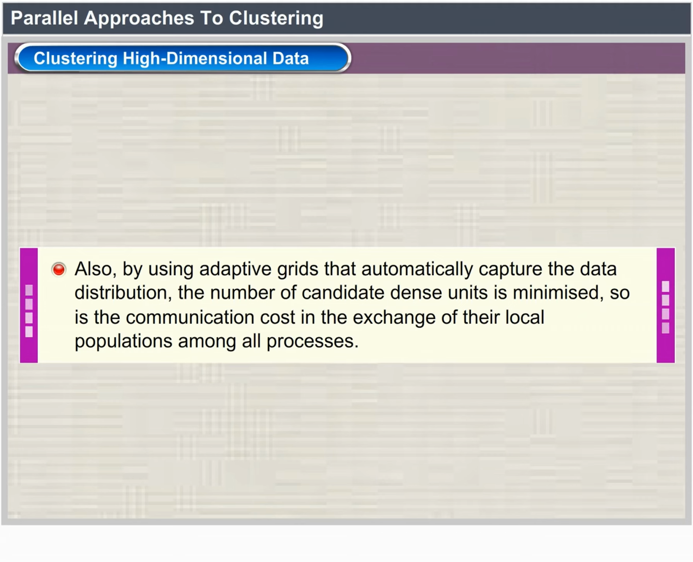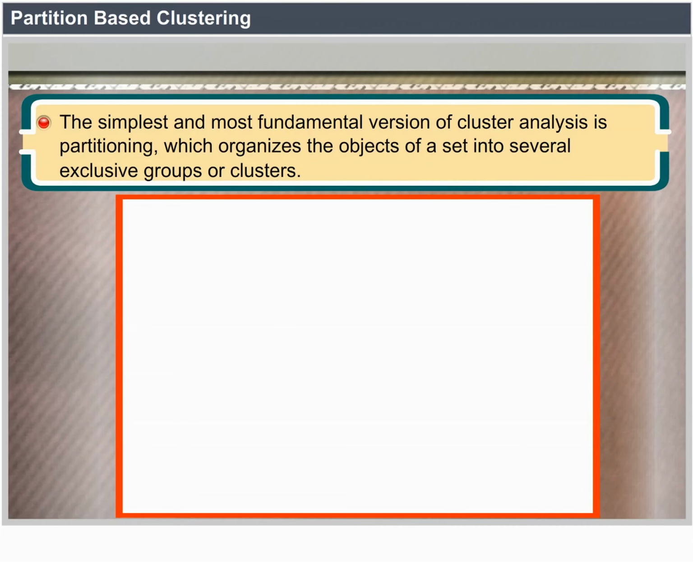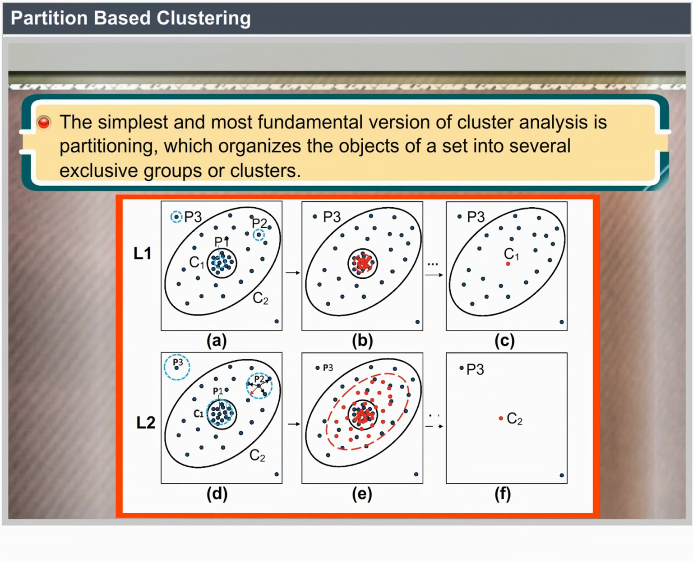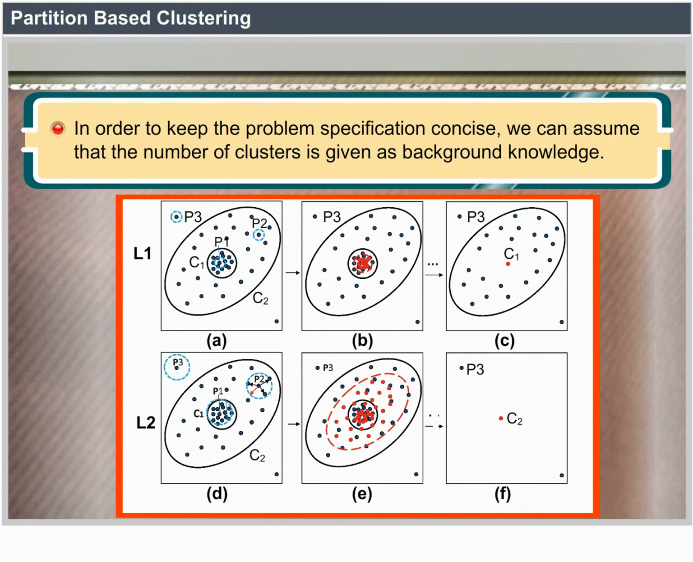Partition-based clustering. The simplest and most fundamental version of cluster analysis is partitioning, which organizes the objects of a set into several exclusive groups or clusters. To keep the problem specification concise, we can assume that the number of clusters is given as background knowledge. This parameter is a starting point for partitioning methods.